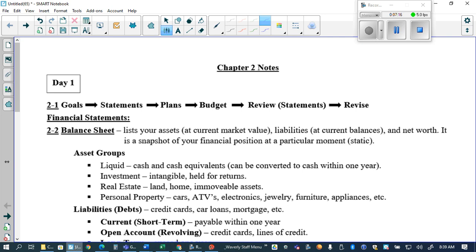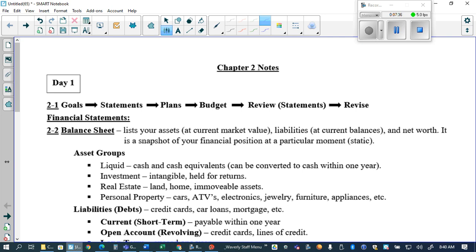So the balance sheet lists the assets and the liabilities, and the information in a balance sheet is just a snapshot in time, right? It's your current financial position at that moment in time. Now, the income and expense statement is like a running, moving set of data. We'll get to that in a minute, okay?